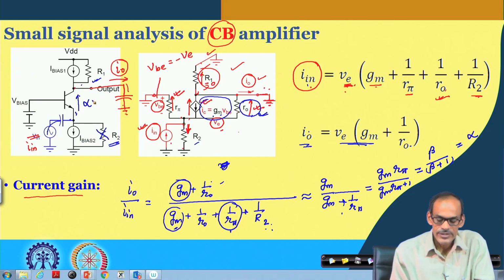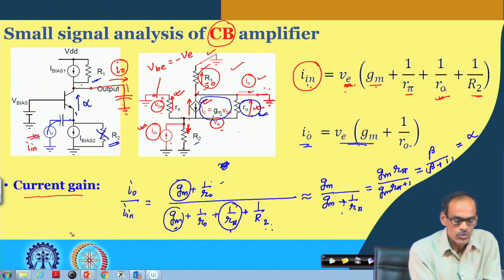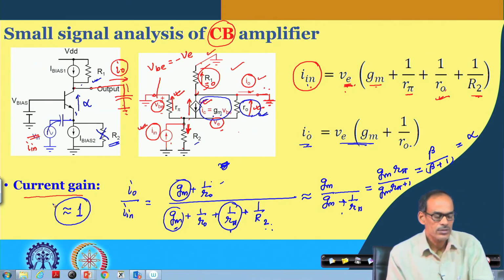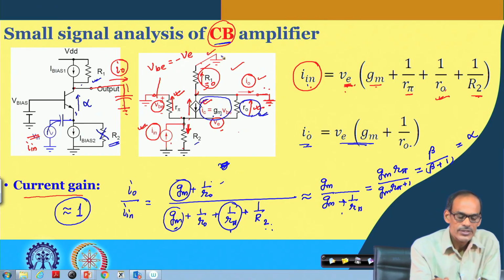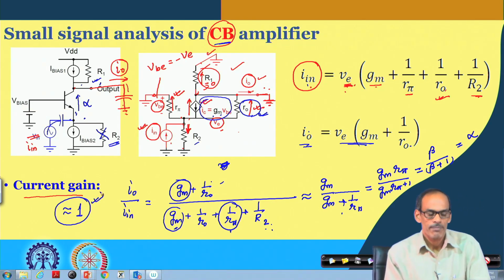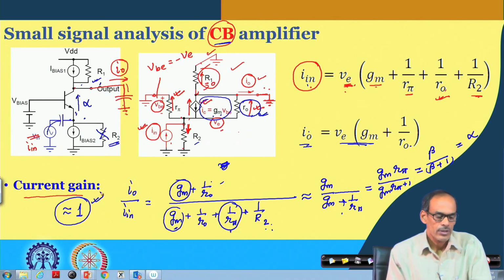So, we know that this alpha is very close to 1. So, we can say that this current gain is less than 1, but very close to 1. So, that gives us a good conclusion that this circuit, namely the common base, since its input resistance is low, output resistance is high, and the current gain is close to 1, is a good circuit for a current mode buffer.